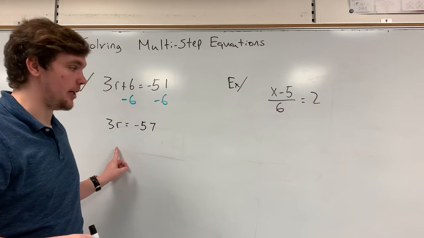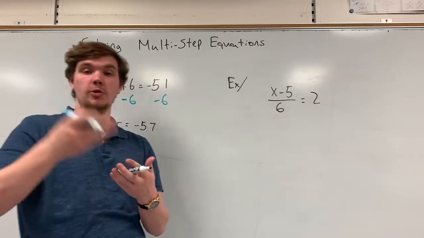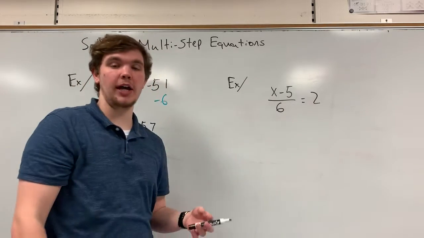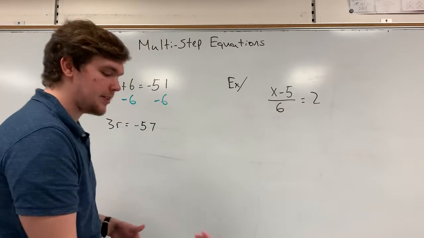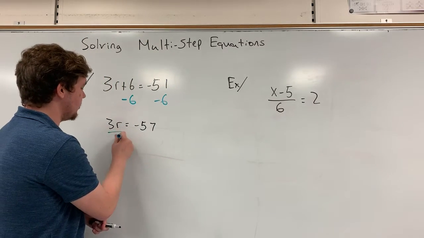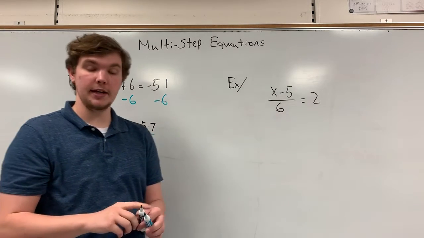And then I have one more step here because r is not completely by itself yet, right? There's still that 3 right next to the r. So how do I undo 3 times r? How do I undo multiplication of 3? Well, the opposite of multiplication is division. So I'm going to go ahead and divide both sides by 3.